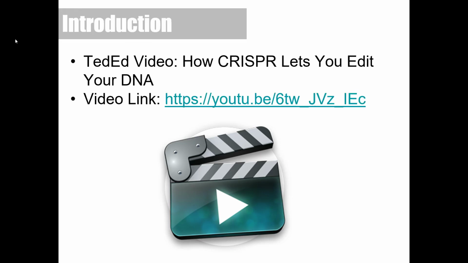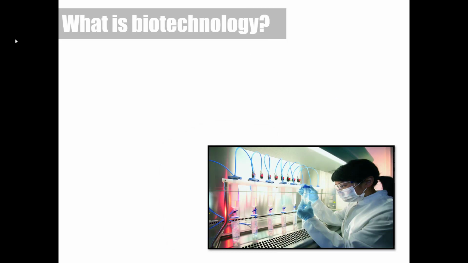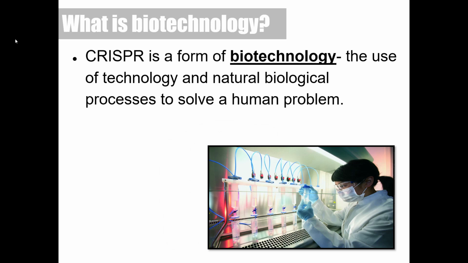All right, so if you're in class with me, we're going to watch this video that can be searched on YouTube about CRISPR. And CRISPR is a form of biotechnology. And remember, biotechnology is using technology bridged with biology, essentially to solve a human problem. And a great example of this is the production of vaccines. So vaccines, of course, are applicable to all of our lives, and biotechnology is a way of producing these vaccines.